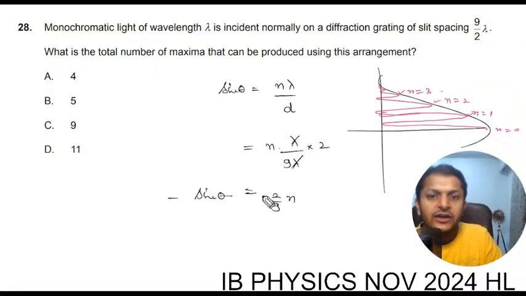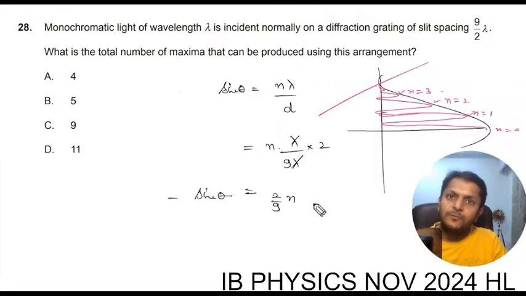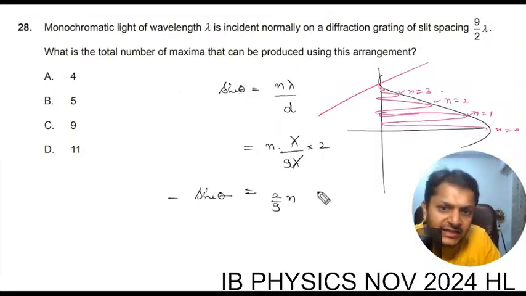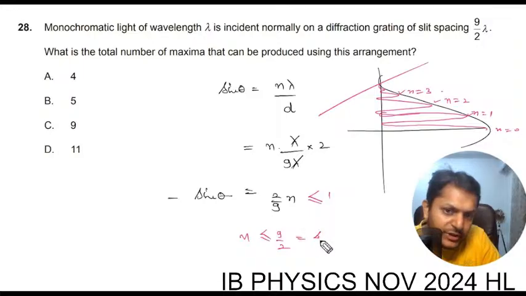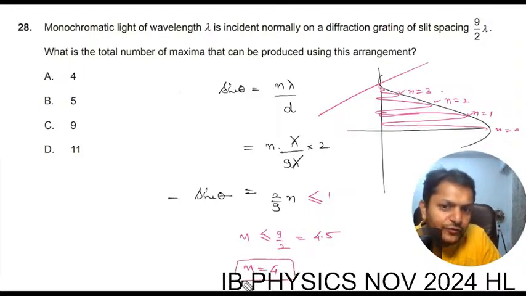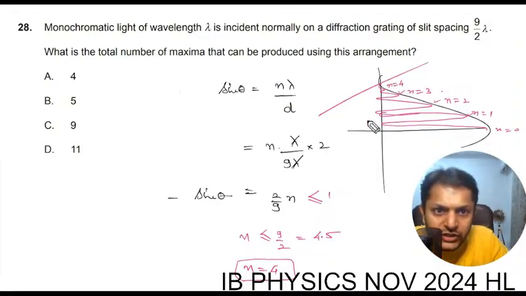So here we have found this theta. So this theta is having this, and n is an integer value. So sine theta should be less than or equal to 1. It means that n has to be less than or equal to 9 by 2, which becomes 4.5. So n is an integer, so n will be equal to 4. It means that n is equal to 4 is also there.